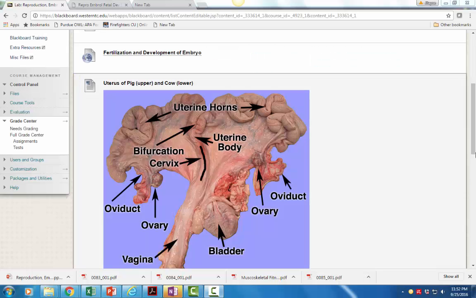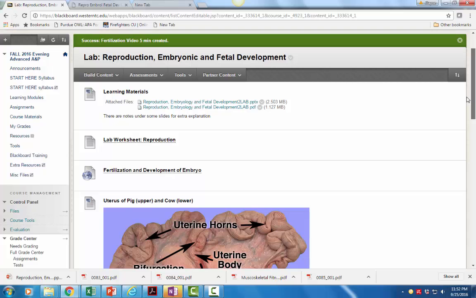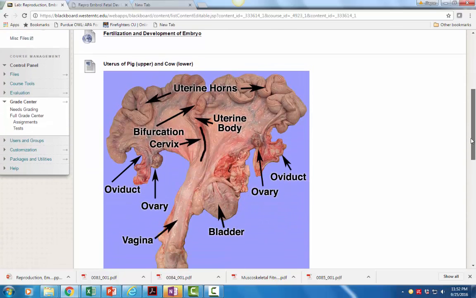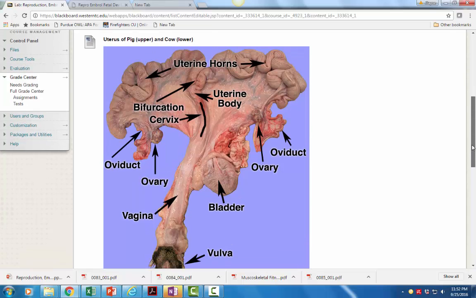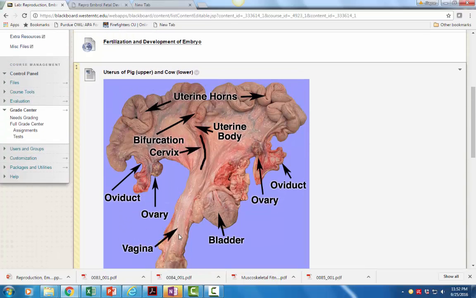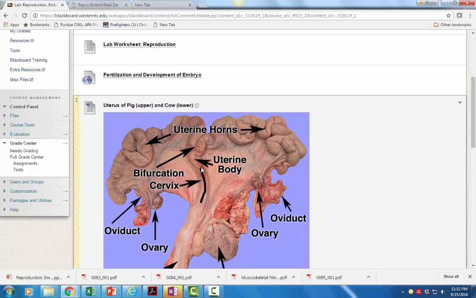In our Blackboard course under the lab for this week, I put some pictures of both a pig uterus and a cow uterus just to show you some of these structures and how they all connect together. So here's the external anatomy, the vaginal opening of the pig that leads up toward this canal of the vagina, which eventually narrows to become the opening to the uterus, which we call the cervix. So here is the opening to the uterus, and these are the two uterine horns.